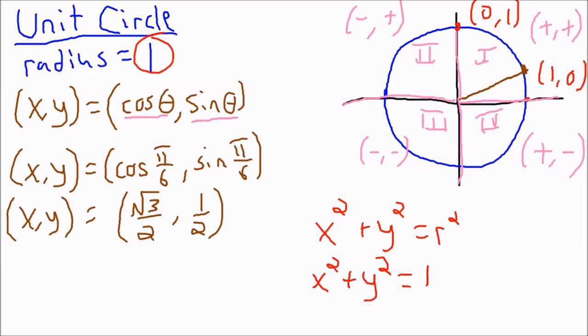Well, doing some substitution back over here, instead of saying x, I can say cosine, and instead of saying y, I can say sine. So after substituting those in, I get cosine squared of theta plus sine squared theta equals 1. This is a very important trigonometric identity that we'll cover in the next video.